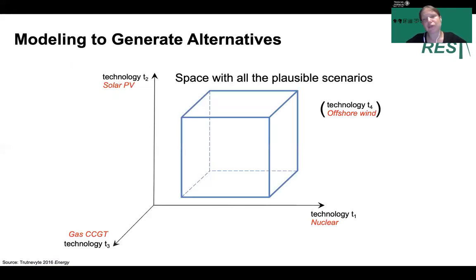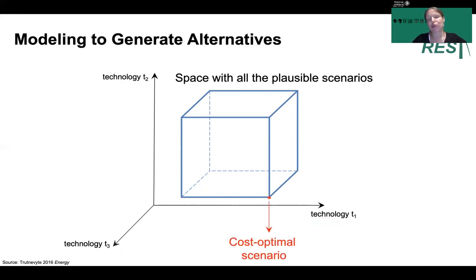And I would briefly like to show how this modeling to generate alternatives works. So imagine we have a very simple system with four technologies. If we add all the model constraints, like supply demand or resource constraints or anything like that, we would get a constraint space. It's not a cube in real models, this is just a simplification, but it basically shows all kinds of combinations of these technologies that meet the model constraints. If we use cost optimization, we represent the space only with one cost optimal scenario.